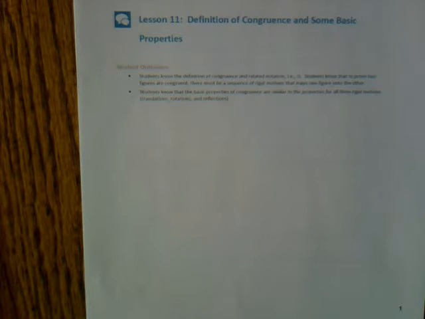This is Mrs. Zappia with Lesson 11, Definition of Congruence and some Basic Properties. Student outcomes for this lesson.